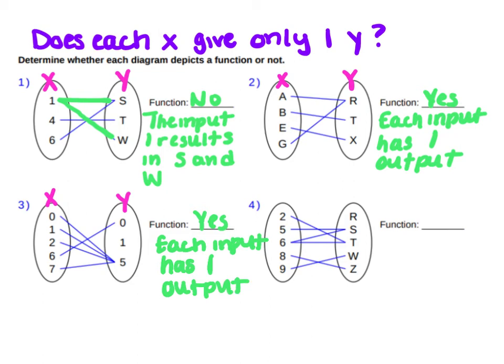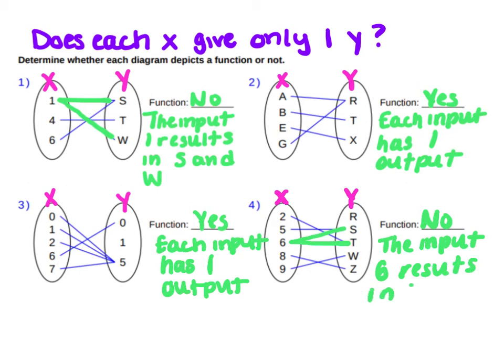And for our last example, if I look at these are the x's and this is the y's, I'm comparing how these x's match. Now what we should notice is this value of 6 goes to both s and t. So the value of 6 has two potential outputs. So this means that it's not a function because the input 6 results in s and t.